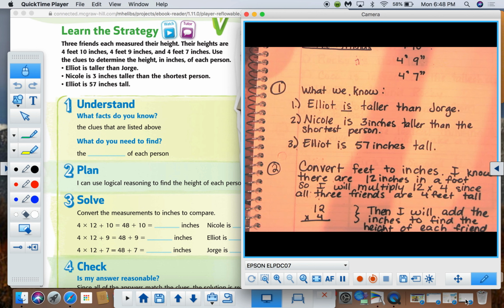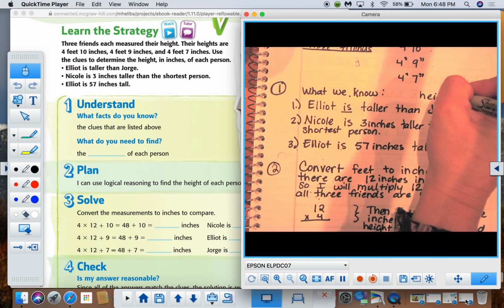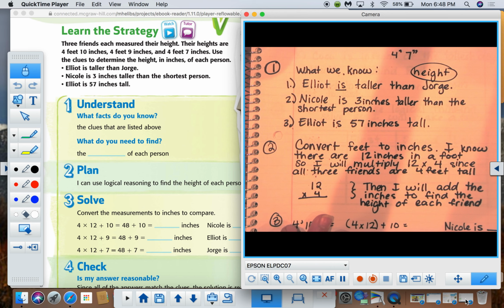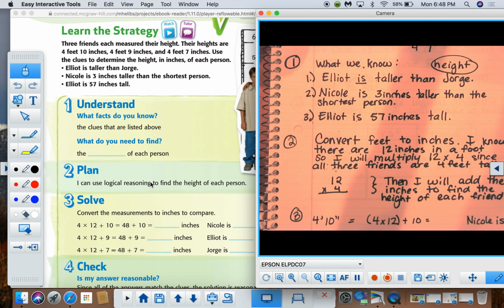What do we need to find? We need to find the height. We are looking for the height of each student or each child. Okay, so number 2, we're going to plan. Here it says, use logical reasoning to find the height of each person.